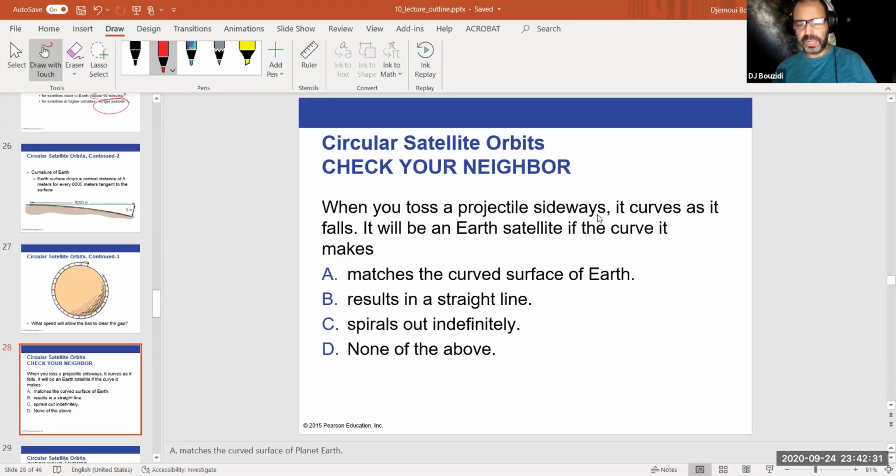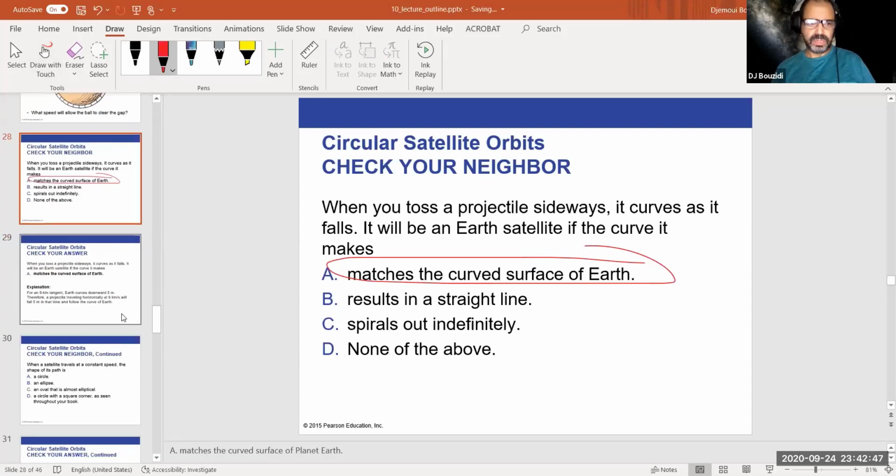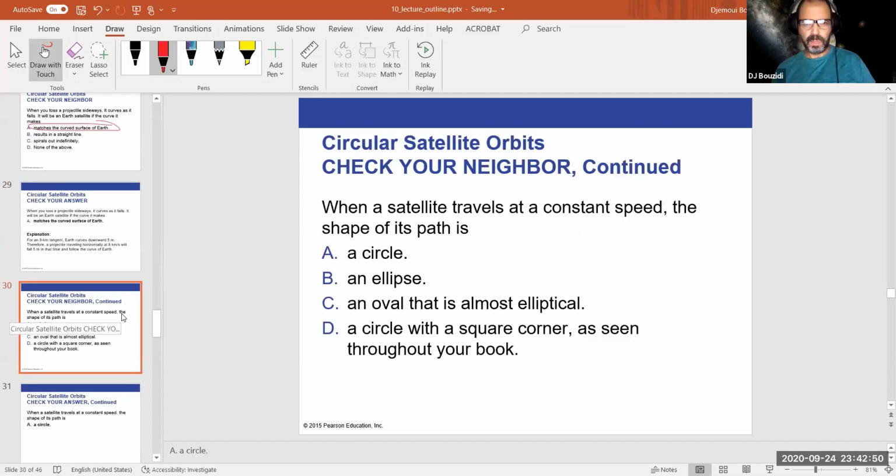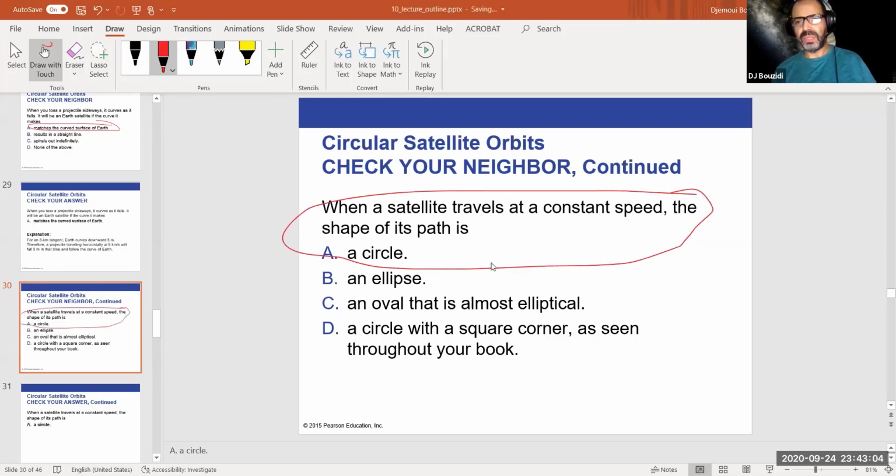When you toss a projectile sideways, it curves as it falls, okay? Because the Earth curves, regardless. It will be in Earth orbit if the curve matches that of the Earth. So that's basically what we're saying in here. When a satellite travels at a constant speed, this is the only case when the path is a circular path, okay? If it does not travel with constant speed, the path is not circular.